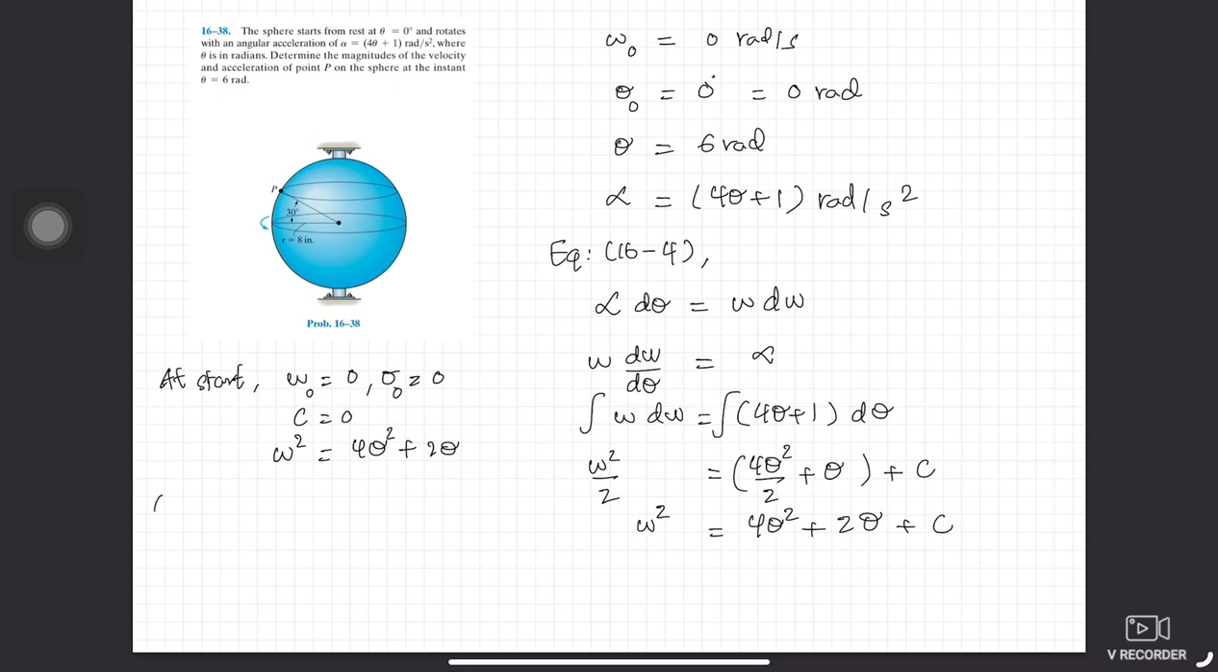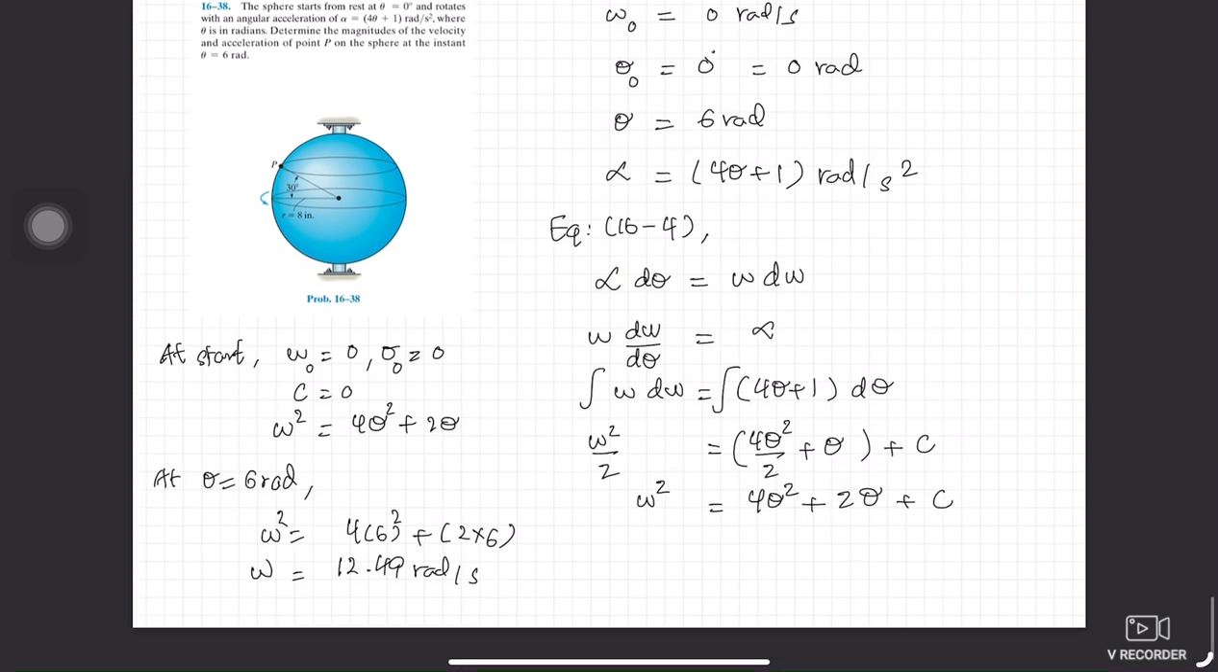And again, at theta equal to 6 radian, omega squared equals 4 times 6 squared plus 2 times 6, and then the omega value is equal to 12.49 radian per second. So now we have the omega value. Since the angular velocity is the same at any point, this is the omega value at point P. So we move to the next page.